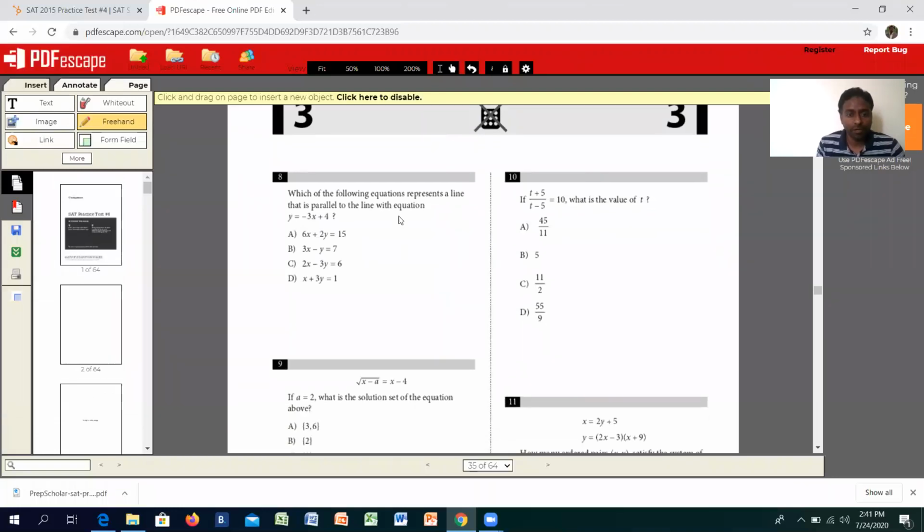Eight. Which of the following equations represent a line that is parallel to the line with the equation y is equal to -3x plus 4? Okay, so we know the criteria. Whenever a line is parallel, its slope is the same. Slope won't change. So y is equal to -3x plus 4. And what is the trick to find out the slope? This itself is your slope. The coefficient with x, the number with x, is always your slope. So your slope is -3 if it is parallel to this particular equation that is given.